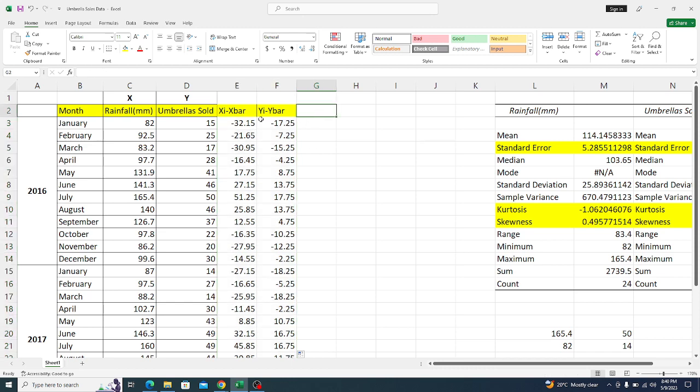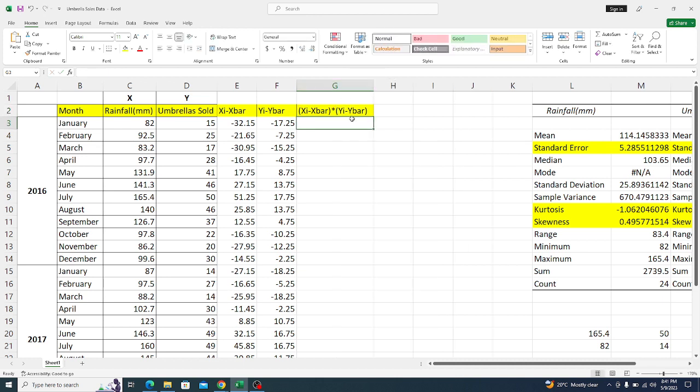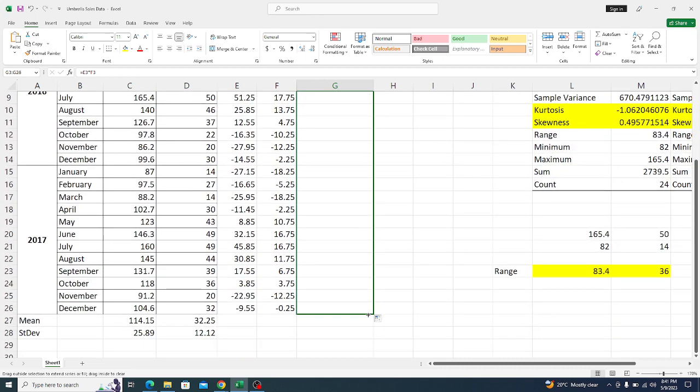So the combined, let me just take the formula here. Okay, sorry. Let me complete this. So in summary, this is what we need. With that, you'll just say equal to this multiplied by this. And then you will get a positive value where we have two negatives. Why? Because a negative multiplied by a negative is a positive. And then we are going to drag it down.